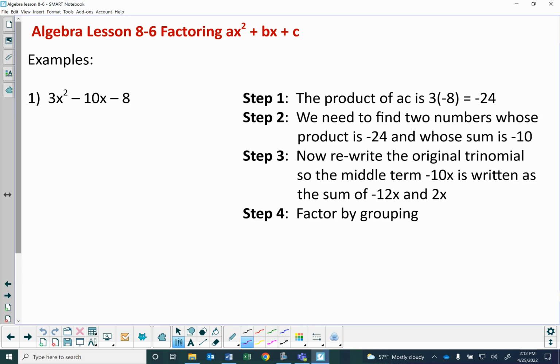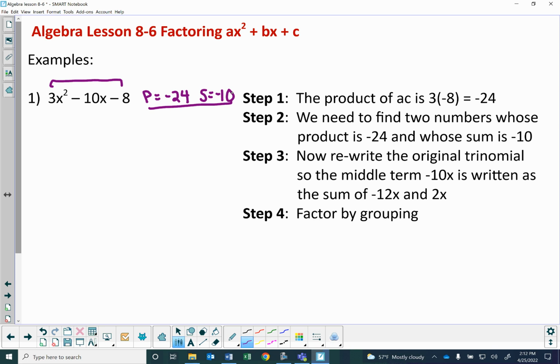So let's look at this first example. We're going to factor 3x squared minus 10x minus 8. Step 1 is to find the product of a times c. I always do this. So a times c is going to be 3 times negative 8, which is negative 24. And we need a sum of negative 10. So we're still going to think just like we did last time. We need to find two numbers whose product is negative 24 and whose sum is negative 10.